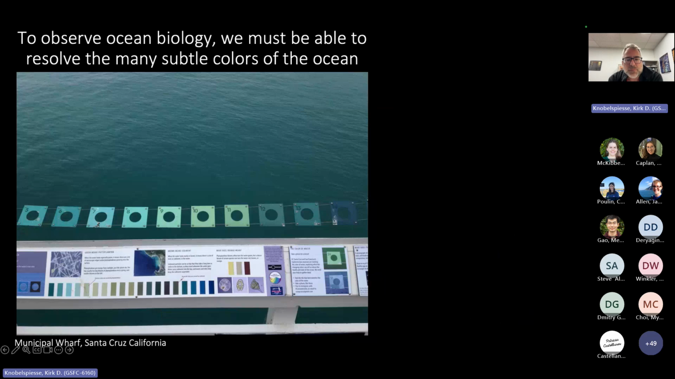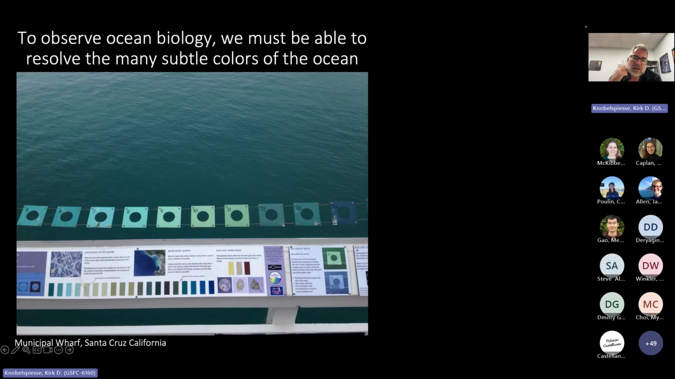If we step back a moment and think about the thoughts that went into the design of OCI on PACE, OCI has many capabilities. It's useful for many different disciplines, but one important aspect of this was the ability to observe ocean biology. And to do that, one needs to have a very subtle understanding of the color of the ocean. This is a picture that I took on the municipal wharf in Santa Cruz, California. I believe this was set up by Raphe Kudela's group at UC Santa Cruz. This is just indicating how the color is variable in the ocean, and that tells us something about what's there.